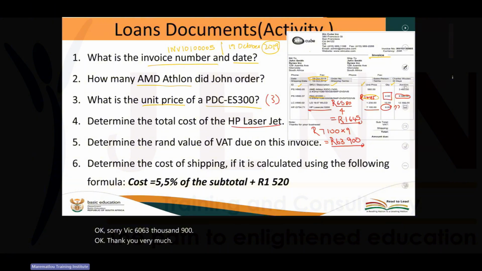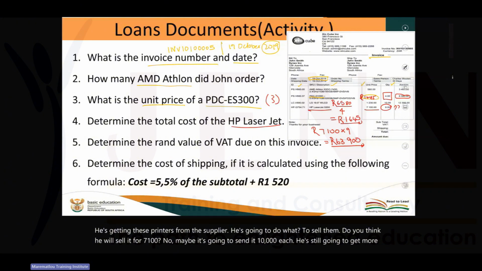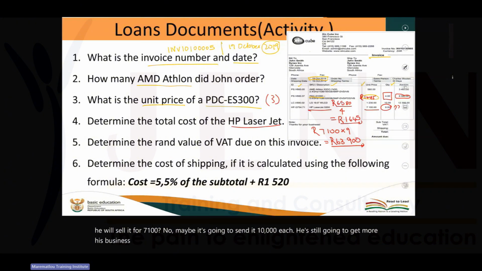You find that this person is getting these printers from the supplier. He's going to do what? To sell them. Do you think he will sell it for 7,100? No, maybe he's going to sell it at 10,000 each. He's still going to get more. It's business. I know some of you like money. You said, when I finish my matric, I'm going to sell the printers.